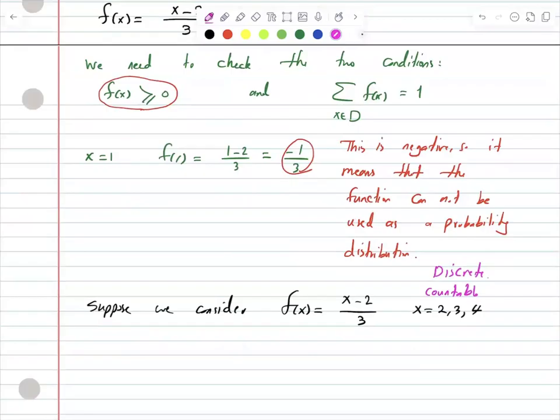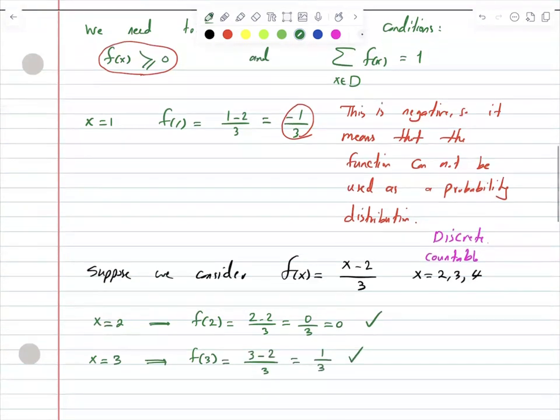We need to check two conditions. When x is equal to 2, f of 2 is 2 minus 2 divided by 3, or 0 divided by 3, or 0. So we don't have any issue here. What if x is equal to 3? When x is equal to 3, f of 3 is equal to 3 minus 2 divided by 3, or a third. So this is positive as well.